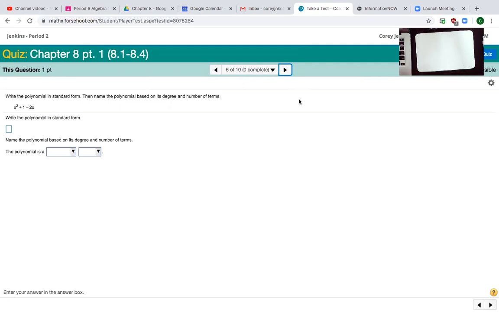So the first part, write it in standard form. Standard form would be highest to lowest degree. The lead term's already the highest degree, so x squared stays out front. We just need to flip the plus 1 and the minus 2x. So minus 2x goes next, and then plus 1. So that's second degree, first degree, 0th degree. Okay, so that's descending order. So that will answer the first part.